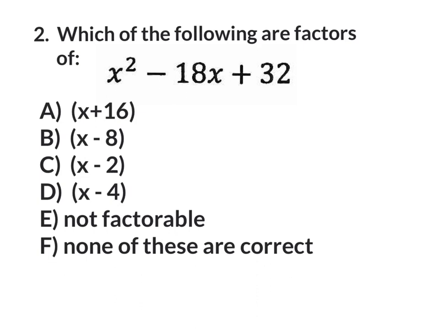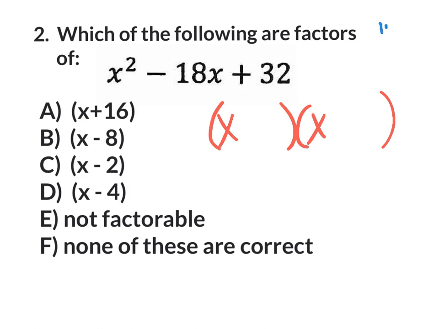This one should be very easy. Why is it easy? Because a equals 1, right? So we should be able to just jump right into this. What times what is 32, that if you combine together is negative 18?